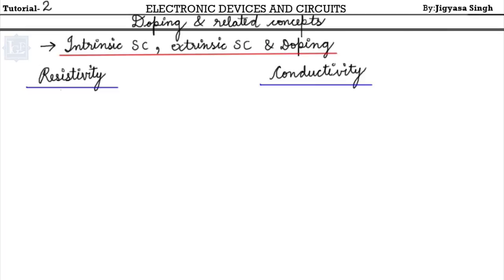Do you remember this formula? Rho L upon A. This is the formula of the resistance. This is resistance and this is resistivity. Resistivity is the property of the material which helps it oppose the current, right? And conductivity is the opposite of resistivity. What was the unit of this?